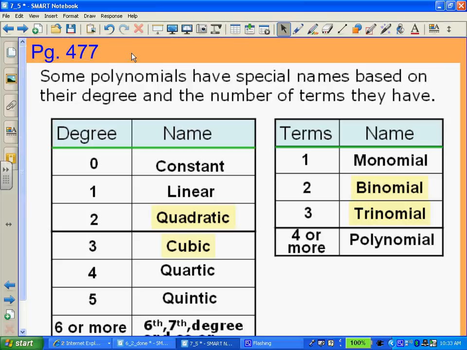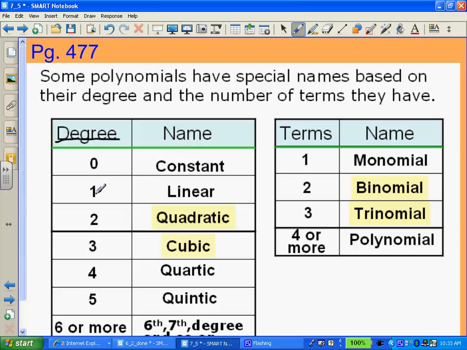Now, the next thing we need to talk about, and this chart is on page 477 in your book, and it'd be a great thing for you to put it in your notes as well, because you're going to be looking back at it, is we can classify polynomials based on two things. First of all, and that's this first table here, we can classify it based on their degree. So we just worked on how do we find the degree of a polynomial.